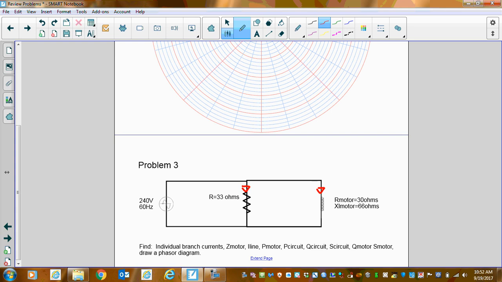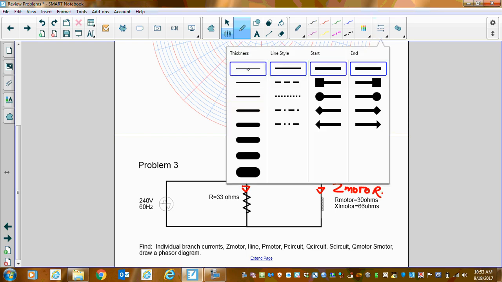Do we have enough information right here in branch number 1? Solve for current. What about over here? Before we can solve for current, though, what do we need to know here? We need to know impedance, right? We need to know Z motor before we can do anything. Make sure this keeps reverting back.